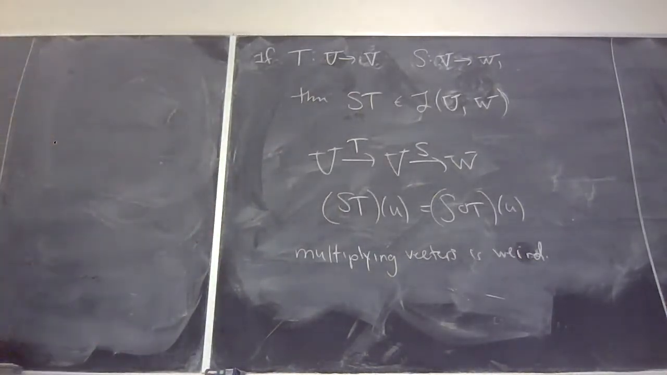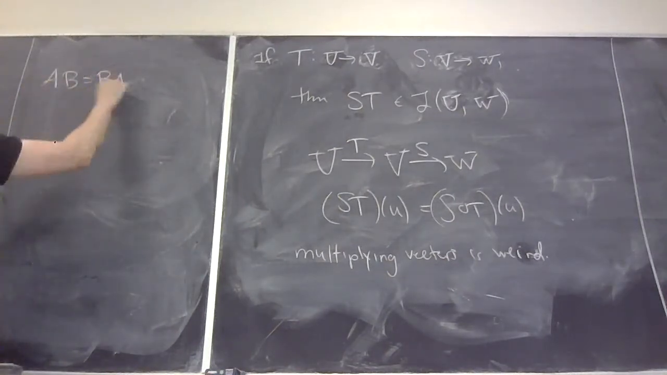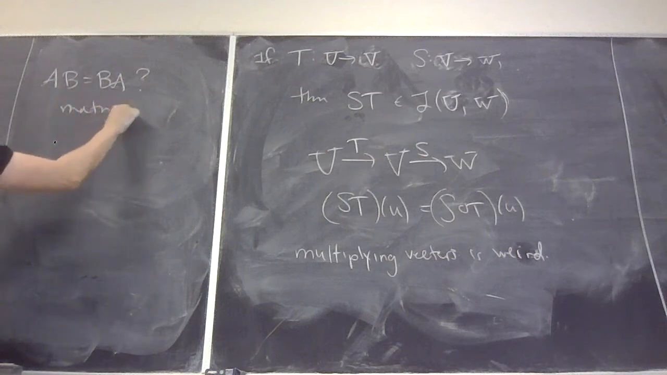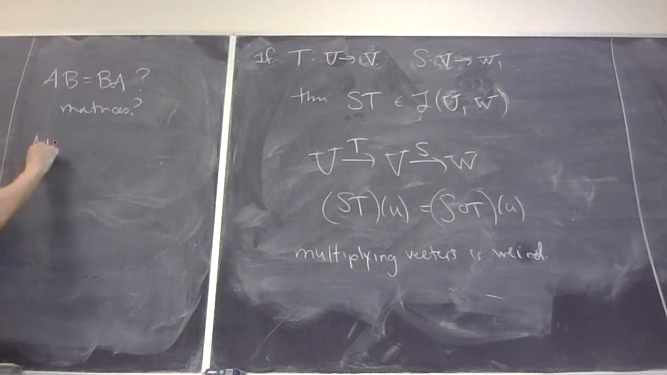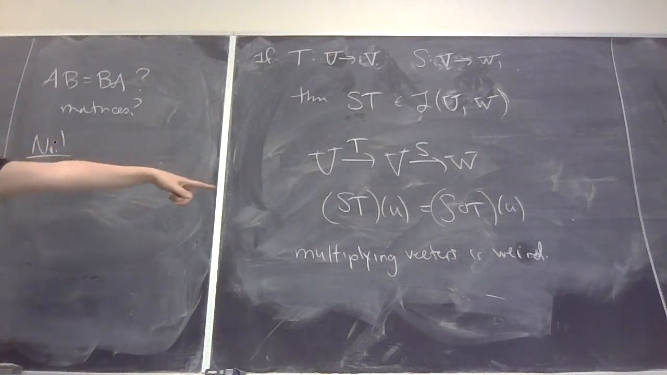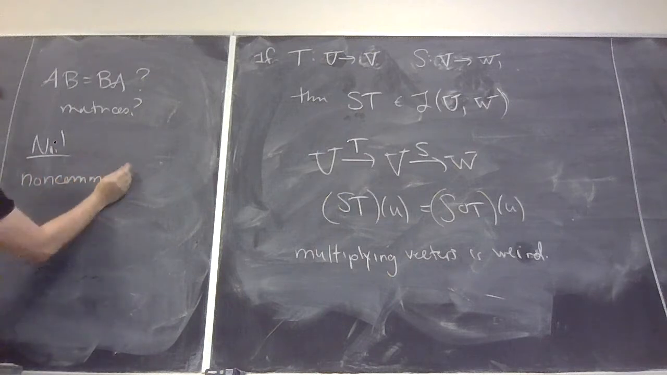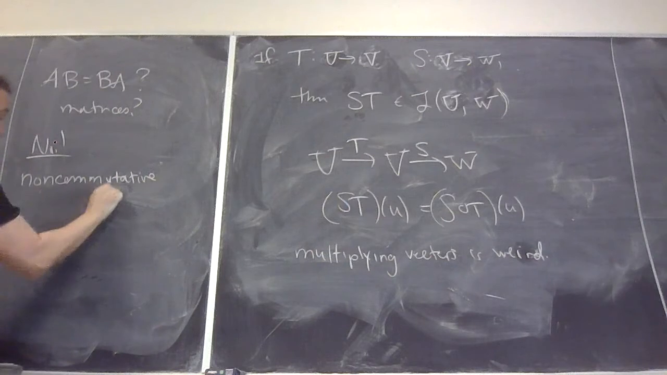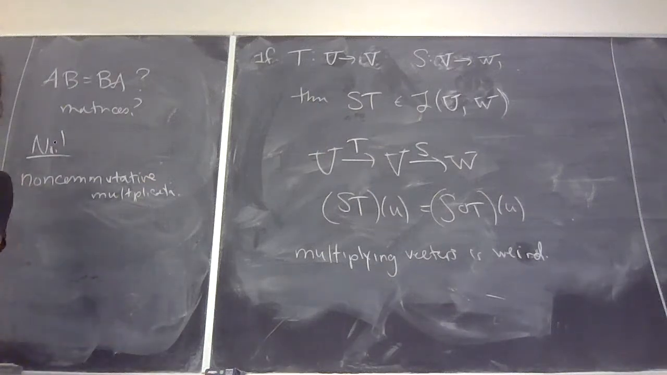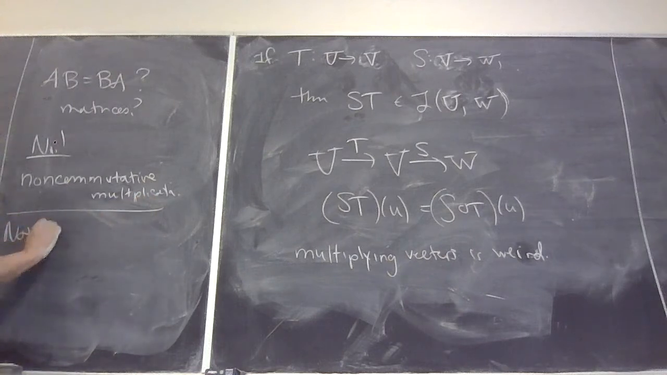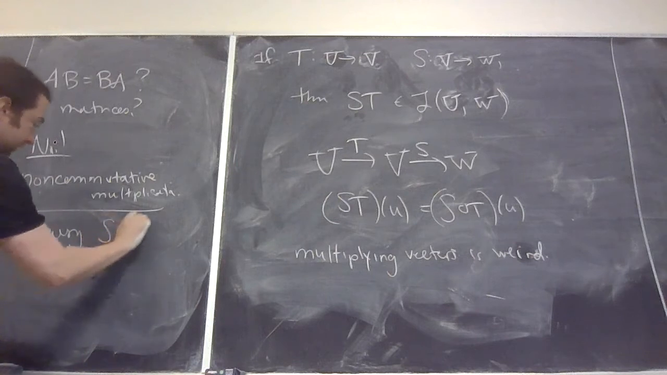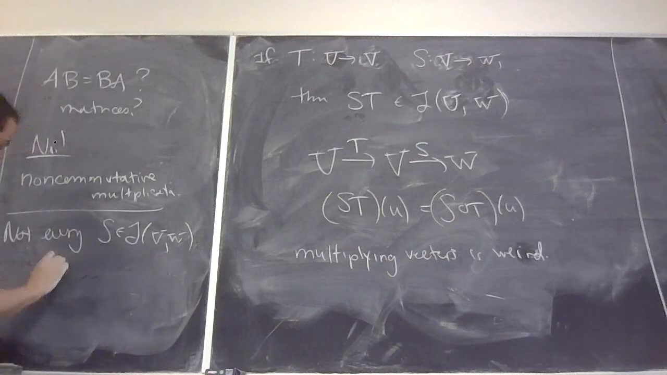The second thing is, with matrices, is multiplication commutative? No. So this multiplication is an example of a non-commutative multiplication. Generally, ST and TS can't be reversed even when it makes sense to do so. And that's related to the idea that matrix multiplication can't be reversed. And not every S in, say, L(V, W) has an inverse.